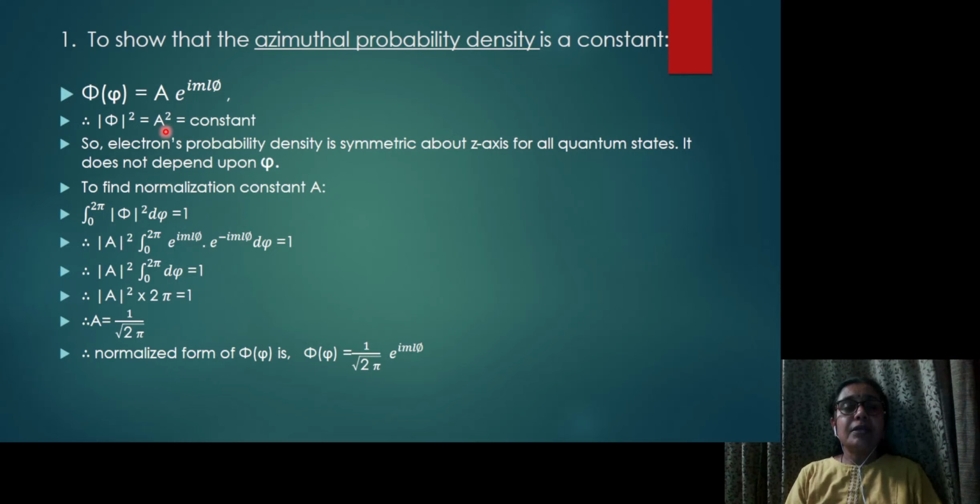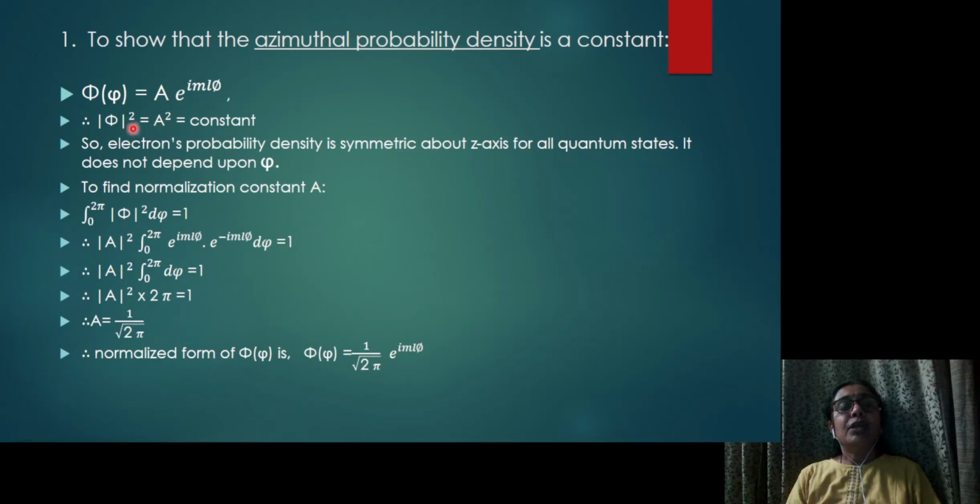So can we find this normalization constant A? The answer is yes, because we can use the normalization condition, that is the integration of mod phi square d phi, where phi varies from 0 to 2 pi, is equal to 1. This is the normalization condition. If we substitute for this phi function, then mod A square will be equal to 1 upon 2 pi, so that A will be equal to 1 upon root 2 pi, and the normalized form of the wave function phi will be 1 upon under root 2 pi e raised to i m_l phi.